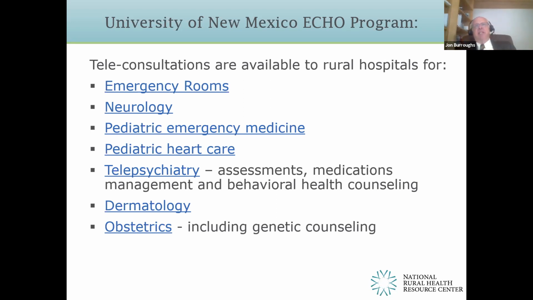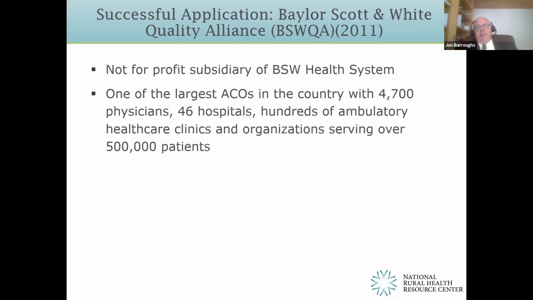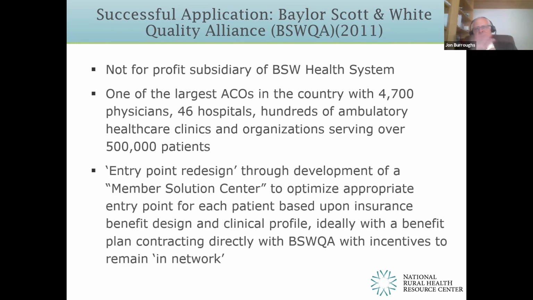Another successful application is the Baylor Scott and White Quality Alliance down in Dallas, Texas. This was founded 10 years ago. It's probably the second largest, maybe the largest, accountable care organization in the United States. It's mostly ambulatory. There's very little hospital care with it. It's a not-for-profit subsidiary, one of the largest ACOs in the country, with 4,700 doctors, 46 hospitals, and hundreds of ambulatory healthcare clinics and organizations serving over 500,000 patients. I will tell you, most of the care they provide through this ACO is ambulatory and virtual. That is the great majority. Minority is hospital care.